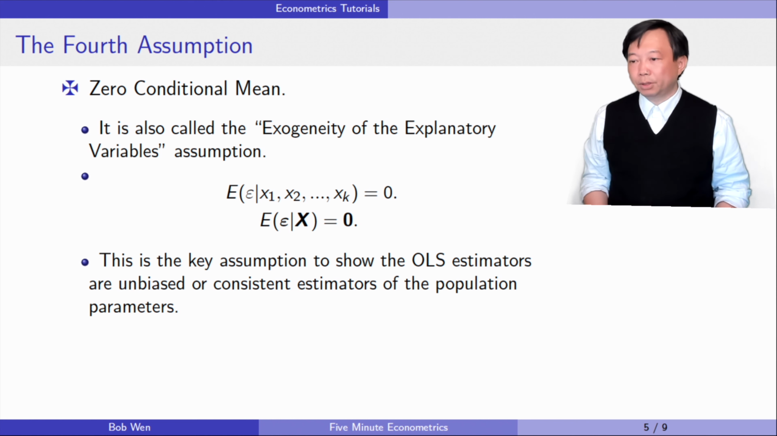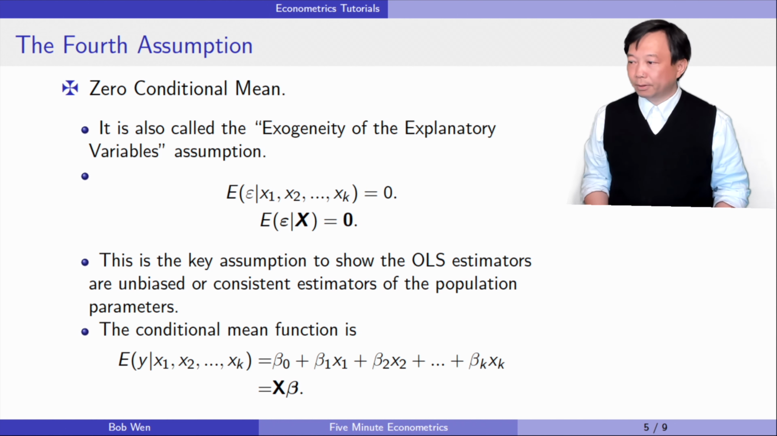With the zero conditional mean assumption, we can write the expected value of y conditional on x as x times beta. X times beta is called the conditional mean function, and it is the regression model we estimate. That's why we usually say on average or expected to change in our interpretation of the estimate beta hat.